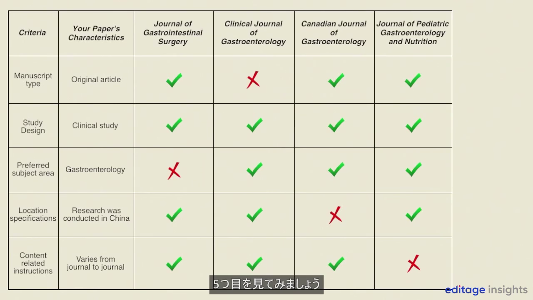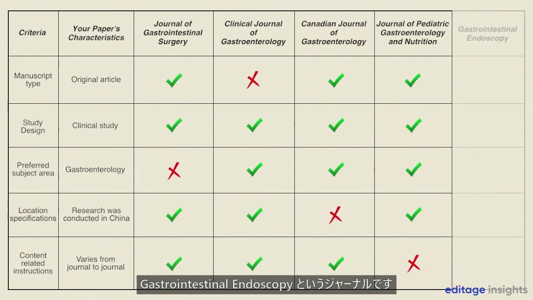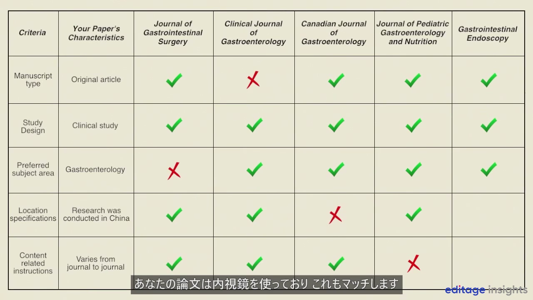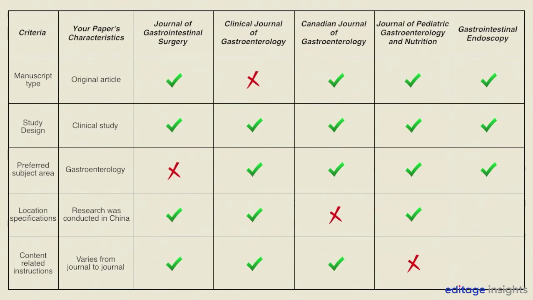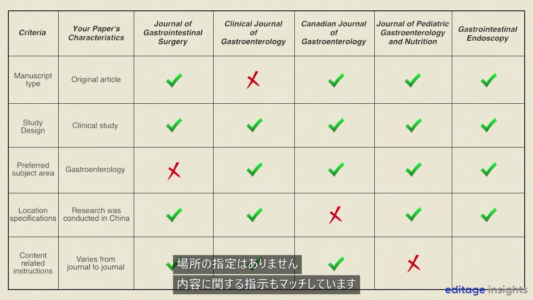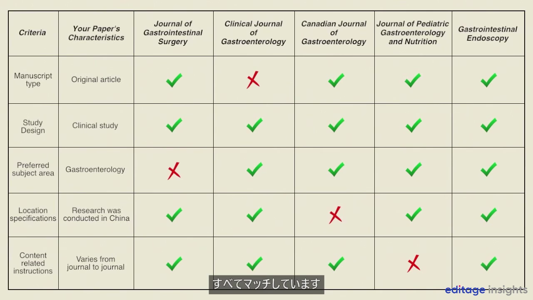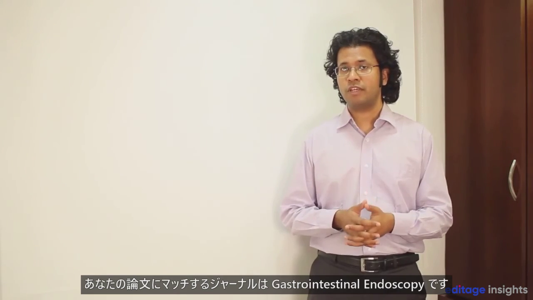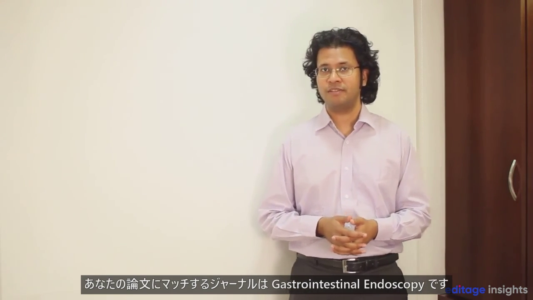Let's look at the fifth one. And this one is called Gastrointestinal Endoscopy. This journal publishes original research, clinical studies, and the subject area is a match. In your study, you used endoscopy, so that is also a match. There are no location specifications, so a good match with the content-related instructions. So everything is a match. So we have found a good journal for your paper. That is, your paper is a good match with Gastrointestinal Endoscopy.